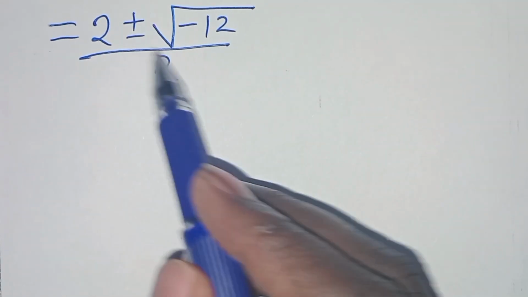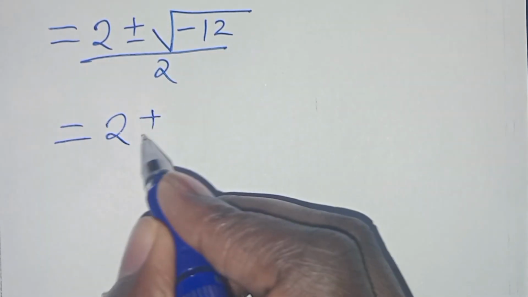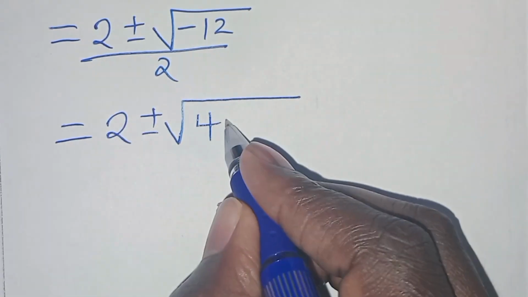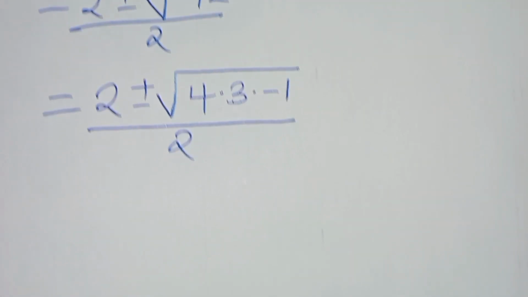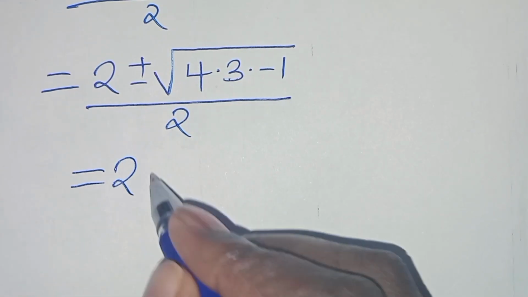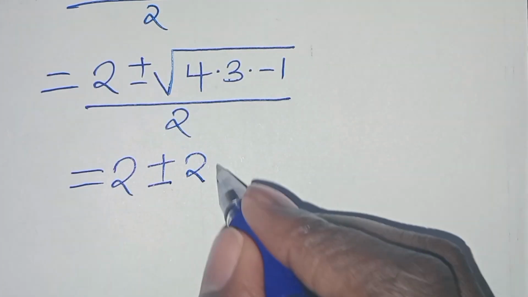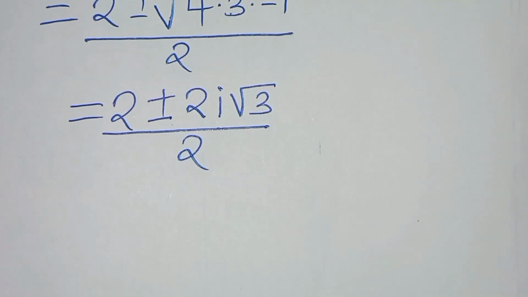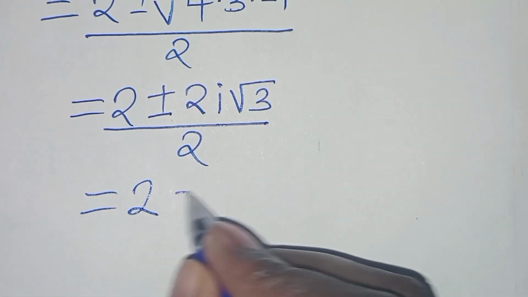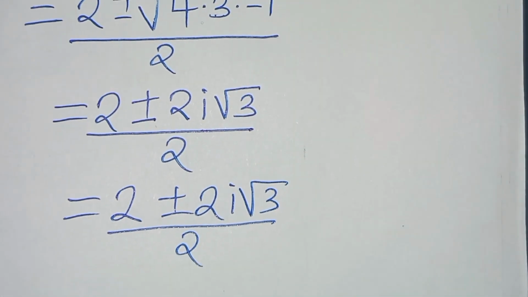So we have 2 plus or minus the square root of minus 12, over 2. We can express the square root of minus 12 as 4 times 3 times minus 1, over 2. So this is the same thing as 2 plus or minus the square root of 4, this is 2, square root of minus 1, this is i, then square root of 3, over 2. So this implies that here we have 2 plus or minus 2i square root of 3, over 2.